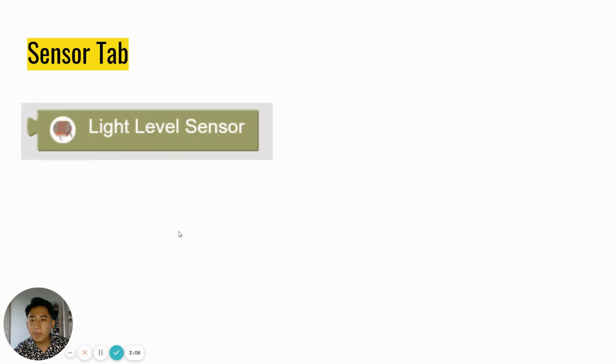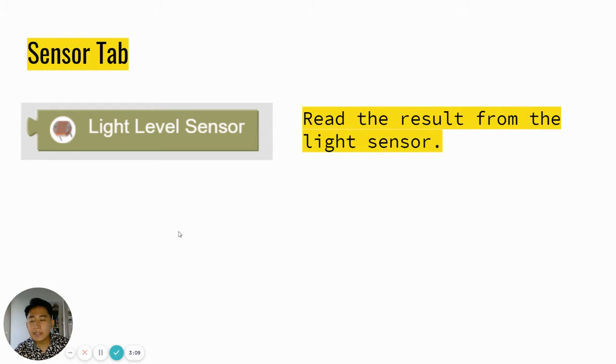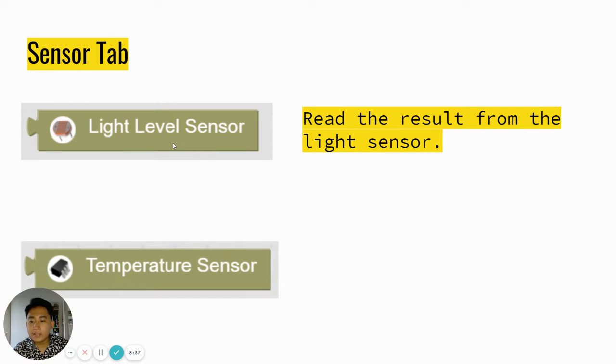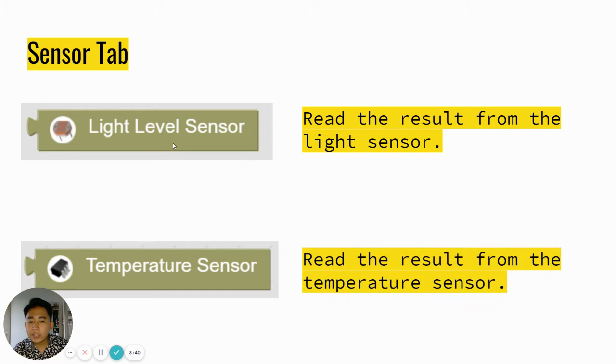All right, so let's discuss one by one all these 4 commands inside the sensor tab. The first one is the light level sensor. The use of this command is that it reads the result from the light sensor, okay? So whatever the value of the light sensor, it will be displayed using this one. Using this command, we can read what is the value of our light sensor.